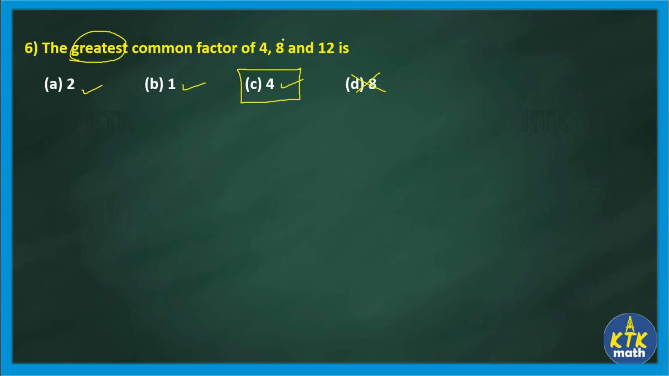Another method you can do is prime factorization, but to choose the correct answer you just try to think logically and try to find the answer quickly. Okay, sixth one answer is option C, 4.